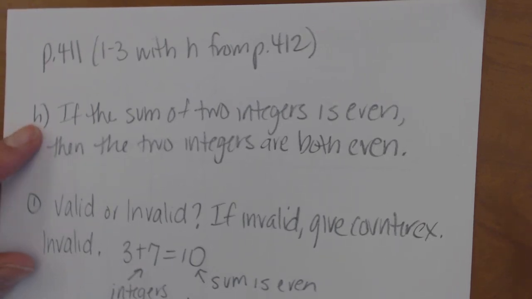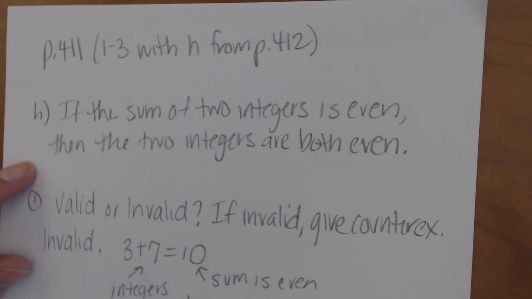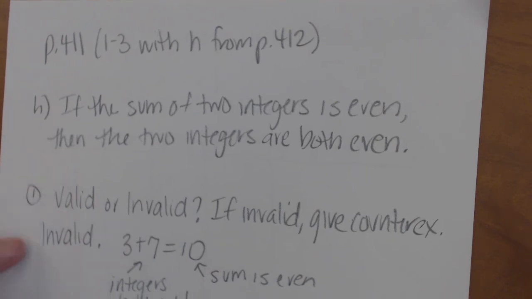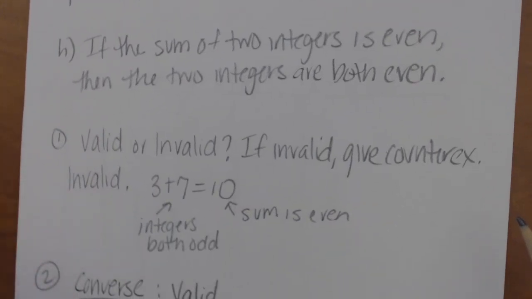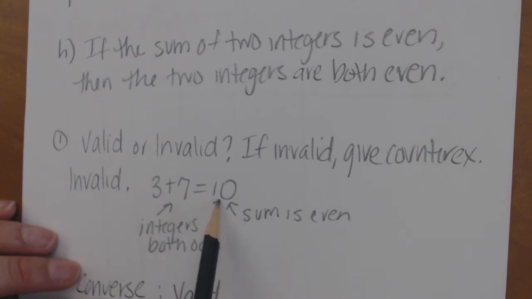The original is, if the sum of two integers is even, then the two integers are both even. They asked you if it was valid or invalid. If invalid, give a counterexample. So this is what they want you to do. They want you to try to think of a number where the sum is even.